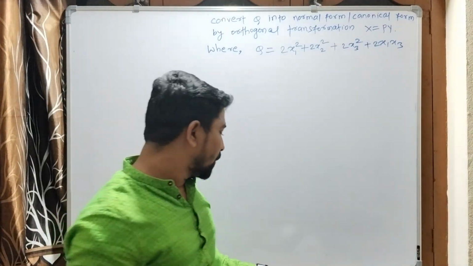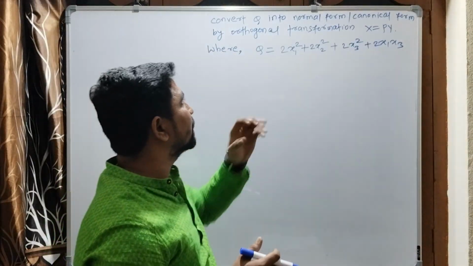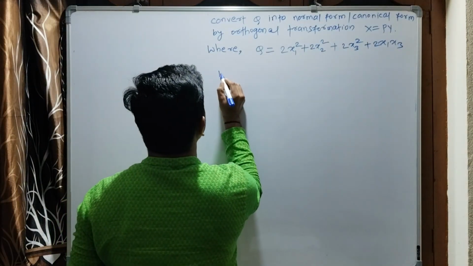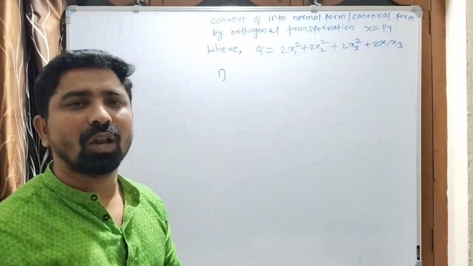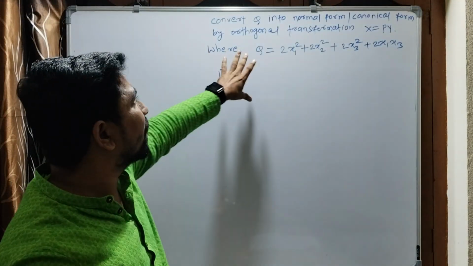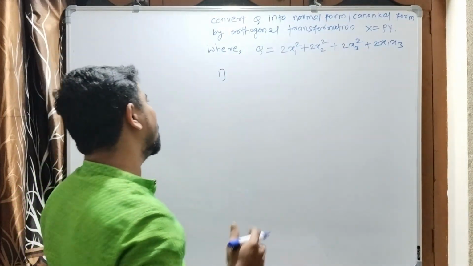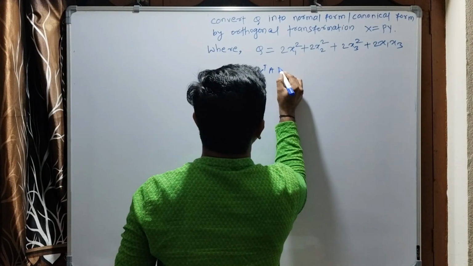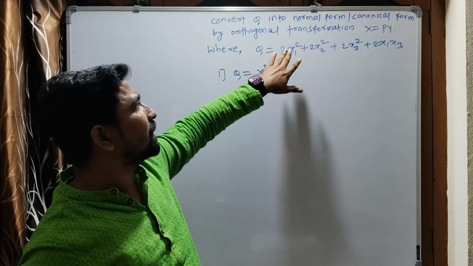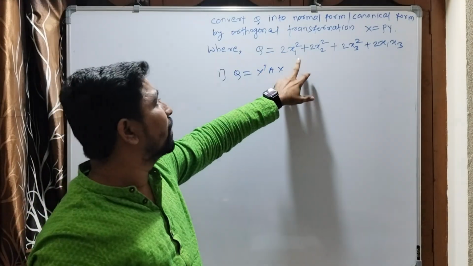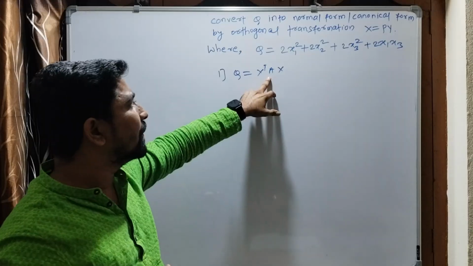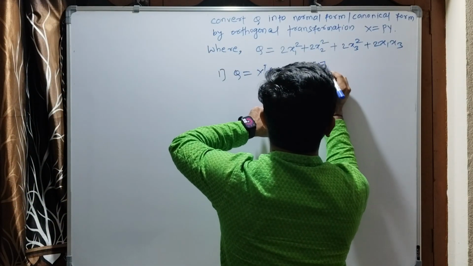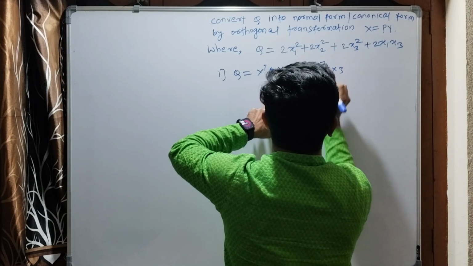times x1 x3. So here the working rule to convert the given quadratic form into the normal form is the following. First, write the given quadratic form in terms of matrix notation. So here matrix notation of the quadratic form is Q equal to x transpose A x. In this example Q is the quadratic form in three variables x1, x2, x3. So here you will get a square matrix A of order 3 cross 3.